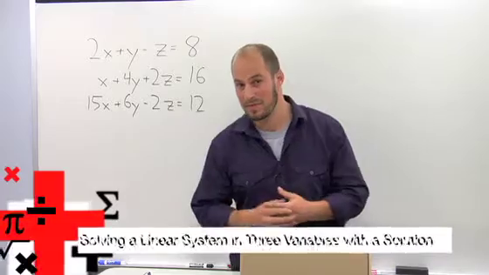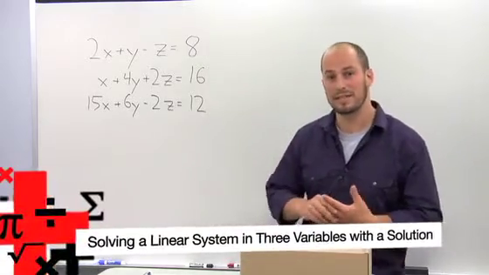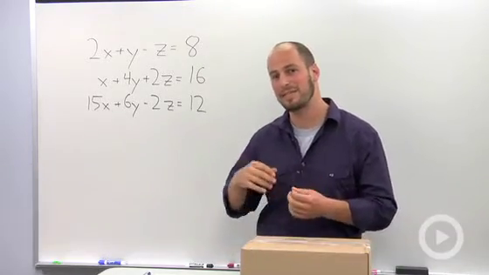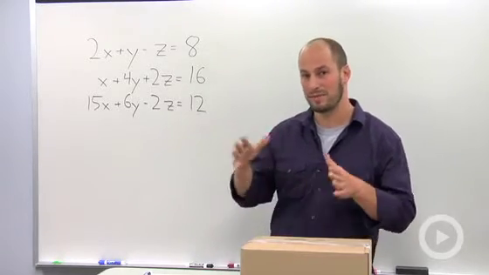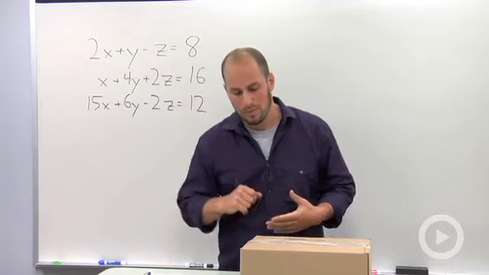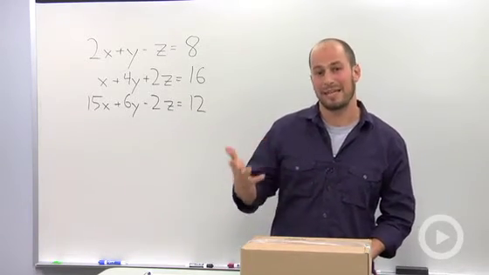Solving a system of equations in 3 variables is very similar to solving a system in 2 variables, except this time instead of dealing with lines, we're actually dealing with planes. That extra variable gives us a 3rd dimension, which makes a plane. So what we can think about is ways that planes can intersect.